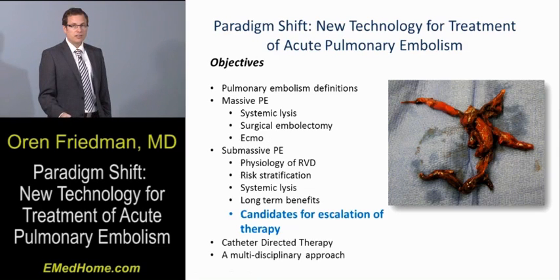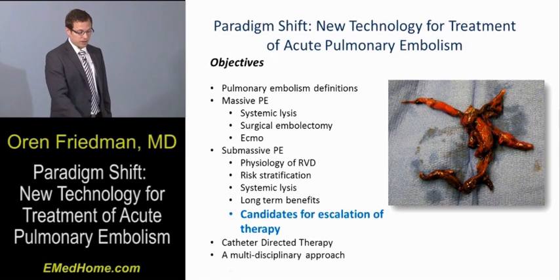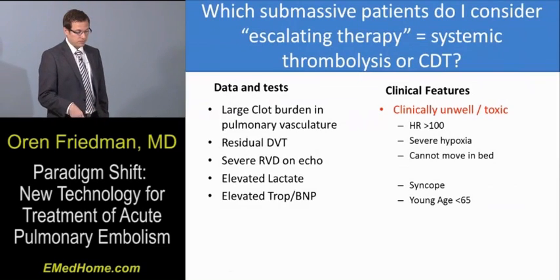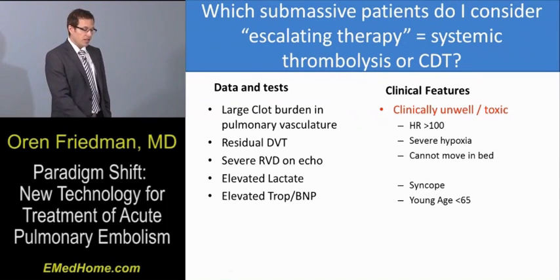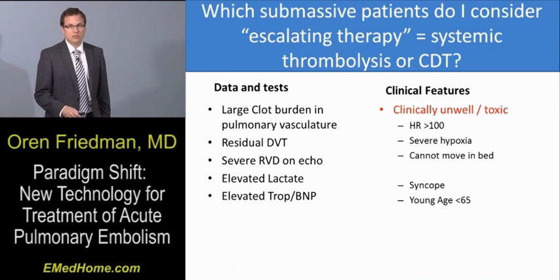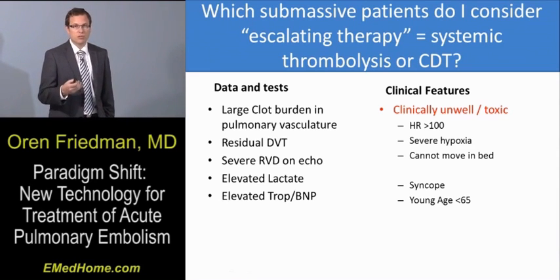I'm now going to discuss who are the appropriate candidates for escalation of therapy. So when I approach a patient with a submassive pulmonary embolism and I decide whether I'm going to escalate therapy, meaning either systemic thrombolysis or catheter-directed therapy, I look at a combination of several different things. First of all, on the right-hand side, I want to know how they clinically look. I think that this is one of the most important factors in terms of deciding who to escalate therapy in and who not to.